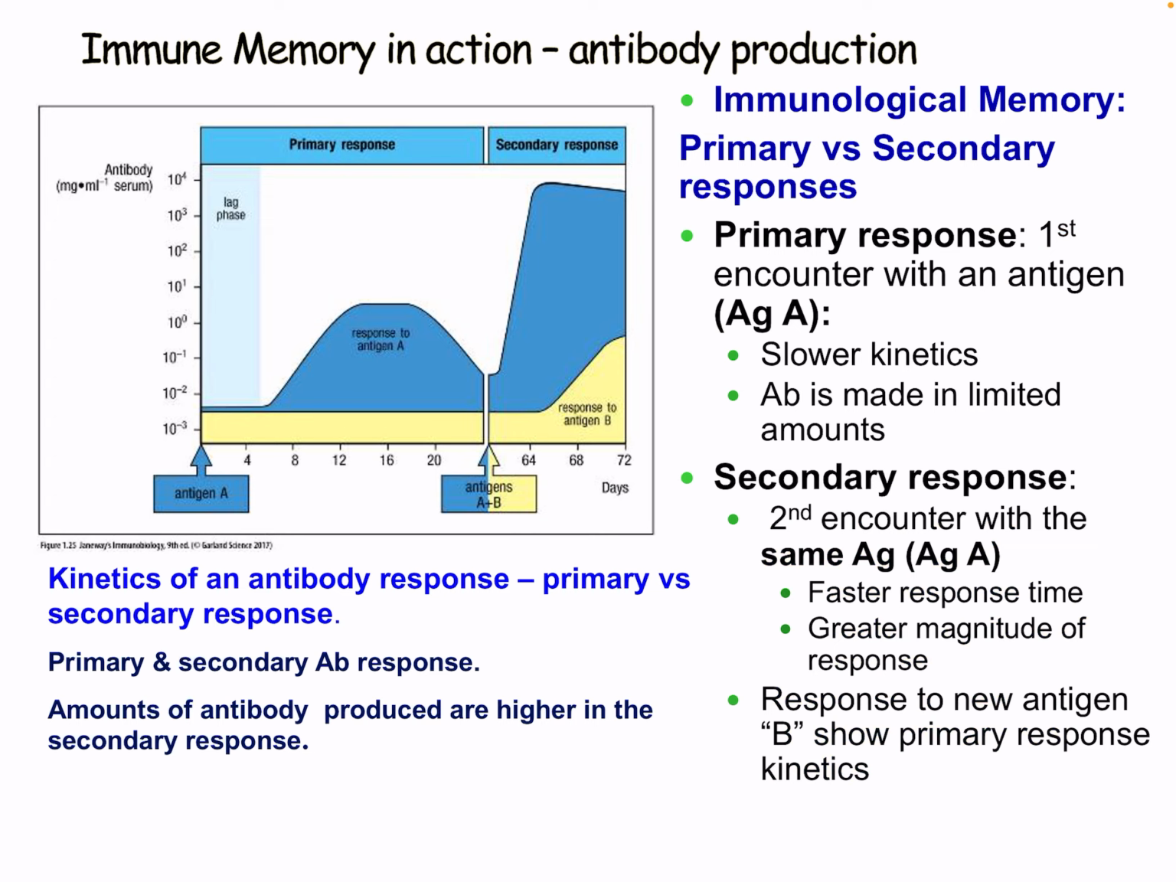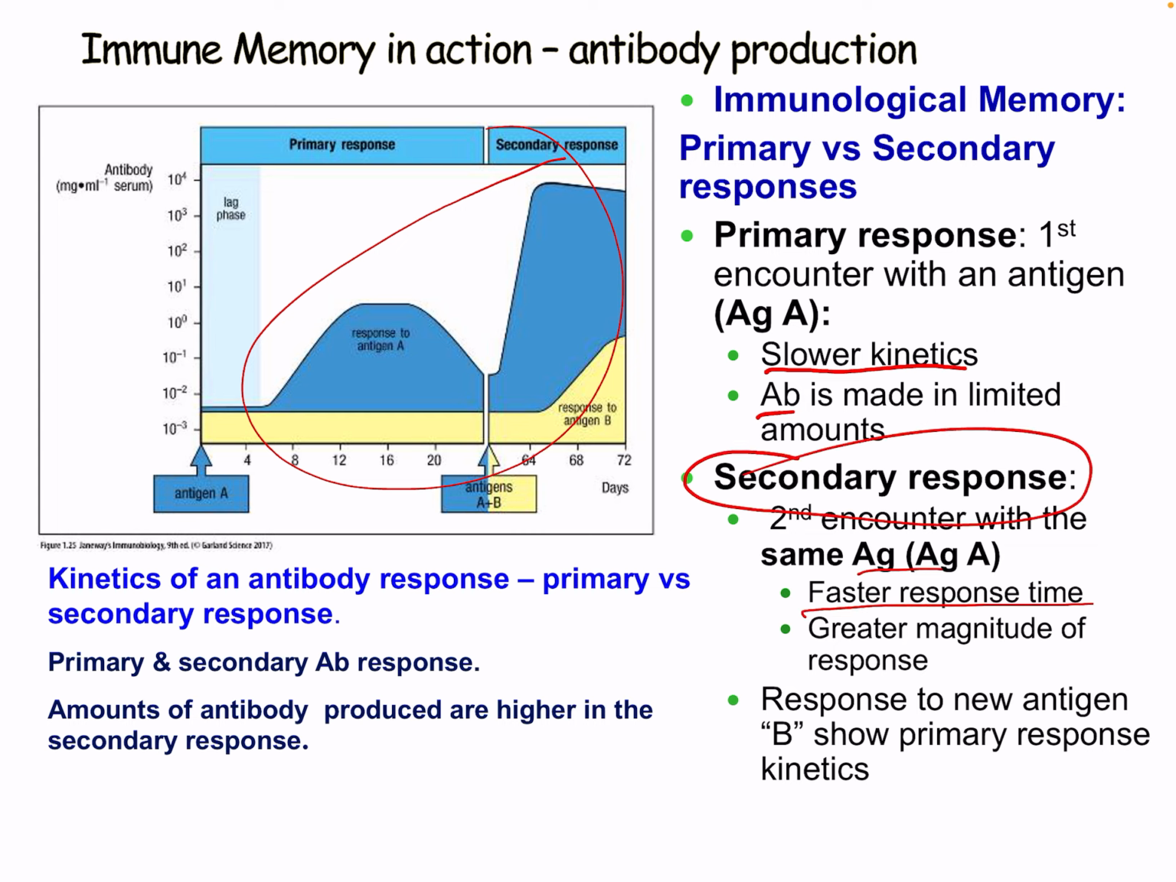So we talked about this figure before with our primary and secondary response. Our primary response is the first encounter with the antigen, where there's slower kinetics and the antibodies are made in limited amounts. In our secondary response, we have our second encounter with the same antigen, and there'll be a faster and greater magnitude response. For a new antigen, let's say we see another antigen while this is happening, we start the kinetics again and have another primary response. The amount of antibodies in the secondary response is also higher. So again, it's not just faster, it's stronger and more effective.